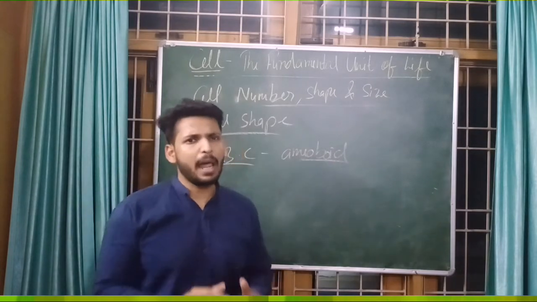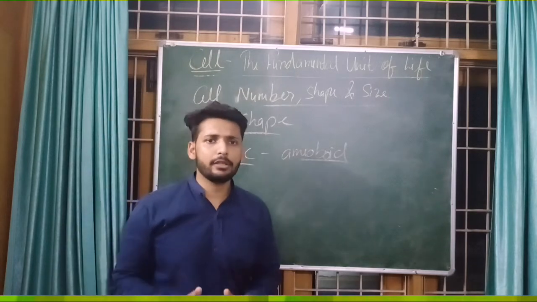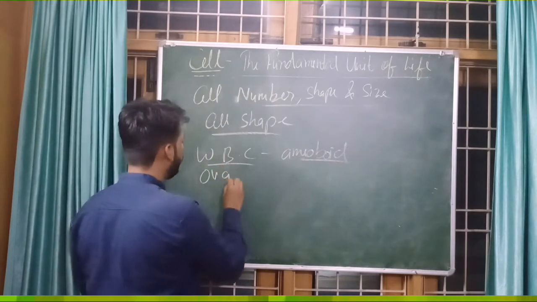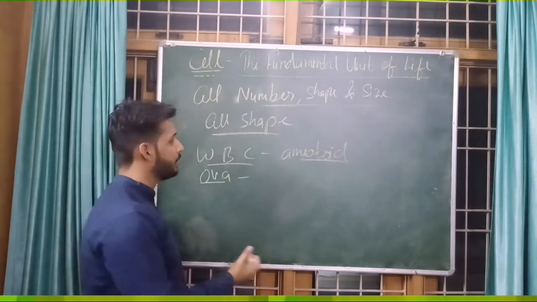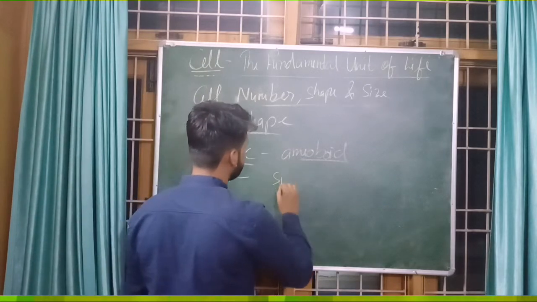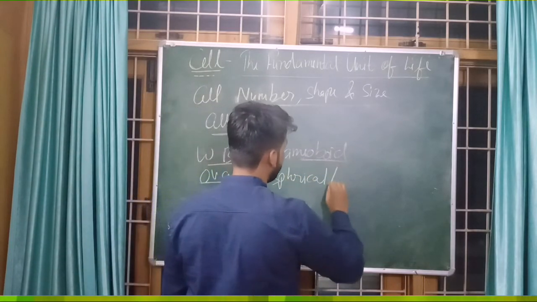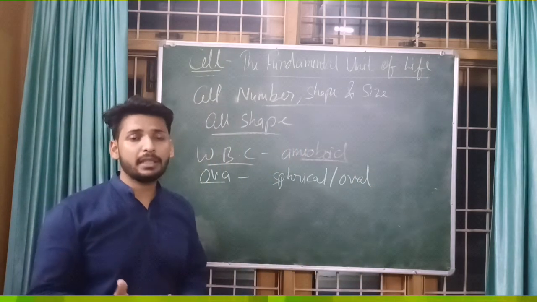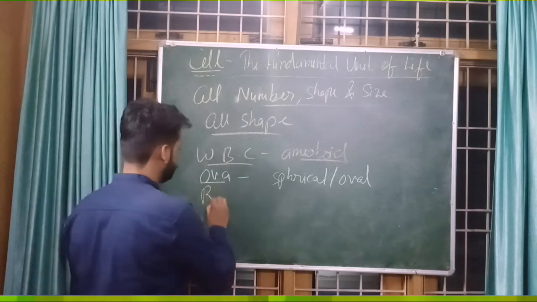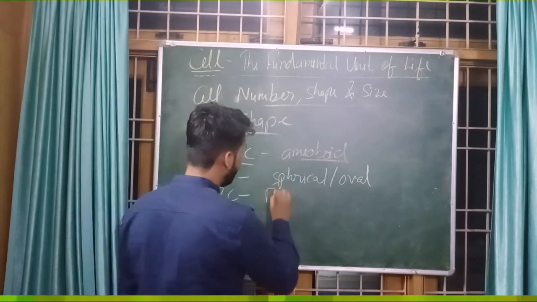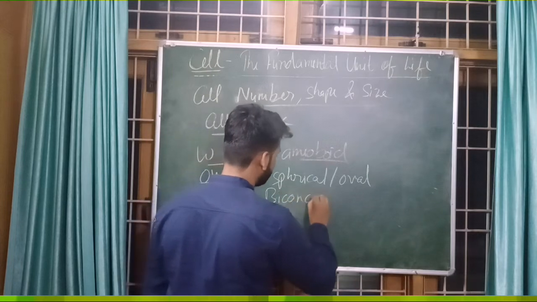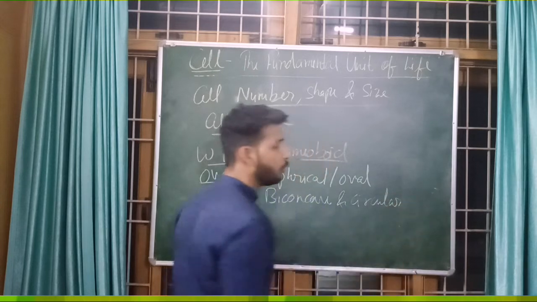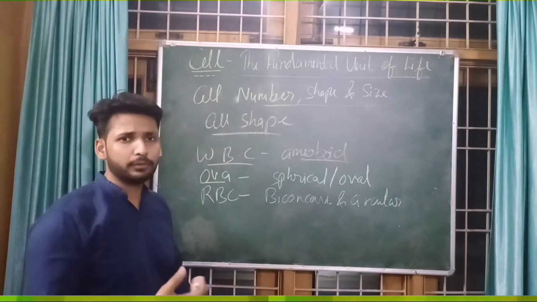And mostly plant cells and animal cells have a fixed shape. For example, ova, that is found in the female reproductive system, are spherical or oval in shape. In the same way, our RBCs, red blood cells, are biconcave and circular to easily move in and out of the capillaries.